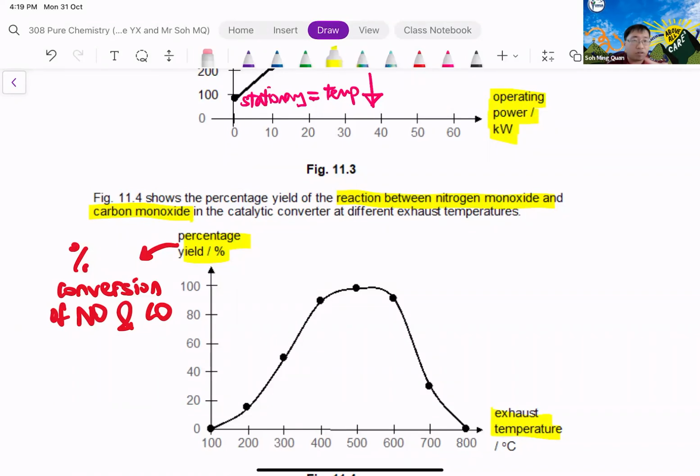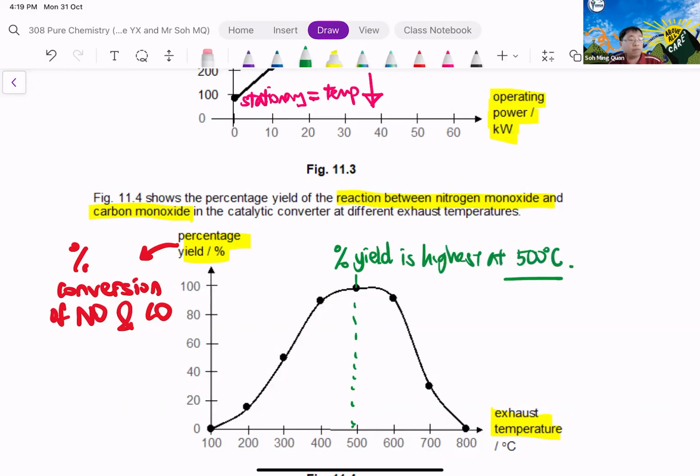You realize that this graph is not just linear, it's a curve. When you have this kind of bell-shaped curve, you should always look for the maximum points. Somewhere here. So basically the percentage yield or conversion is highest at 500 degrees Celsius. But it's very low at other temperatures like 100 or 700.